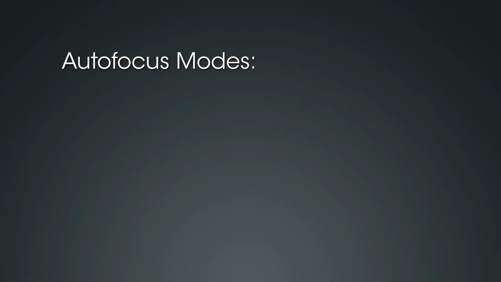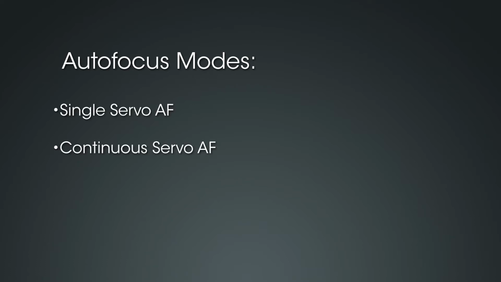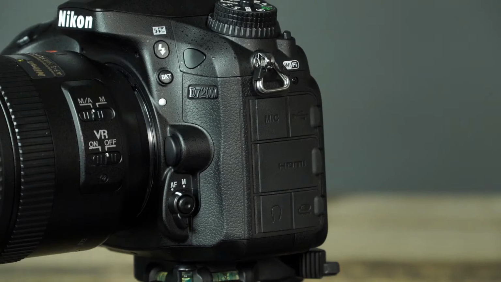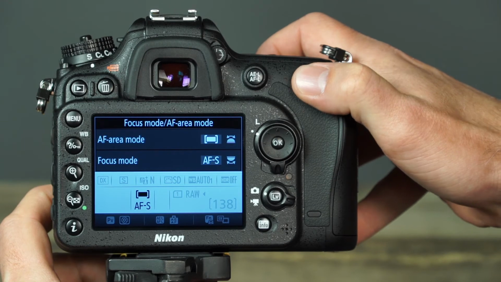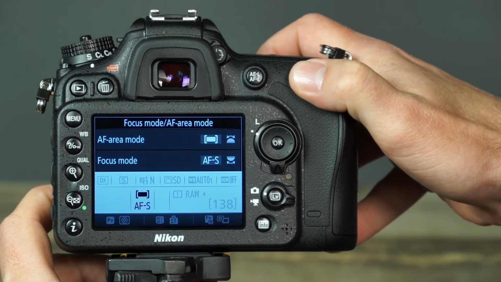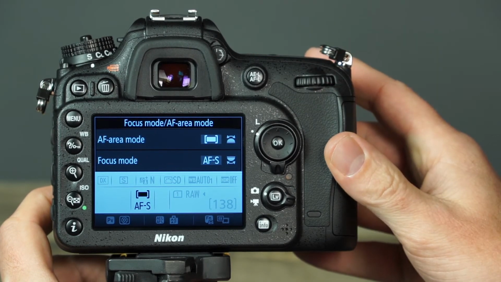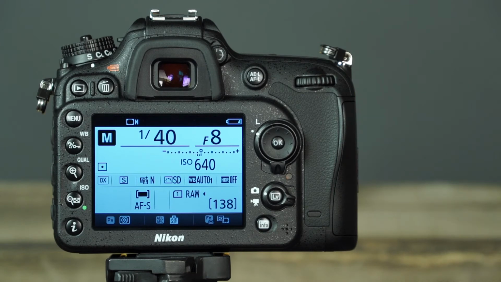Let's first discuss the camera's 2 autofocus modes, single servo AF and continuous servo AF. To choose an autofocus mode on the D7200, make sure that the focus mode selector is set to AF. Then press and hold the AF mode button and rotate the main command dial. The AF mode that is selected is shown on the control panel and the information display.